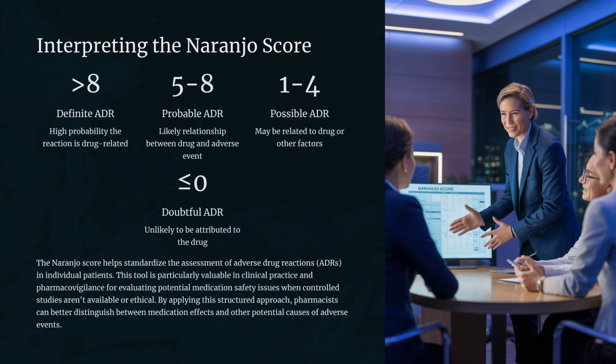So if it's a score greater than 8, it's probably a definite one, high probability. Probable is 5 to 8, and possible is 1 to 4. Less than or equal to 0 is unlikely to be attributed to the drug.